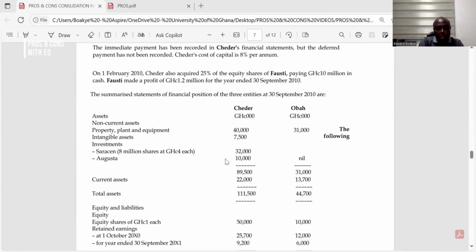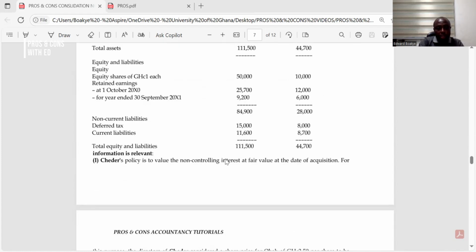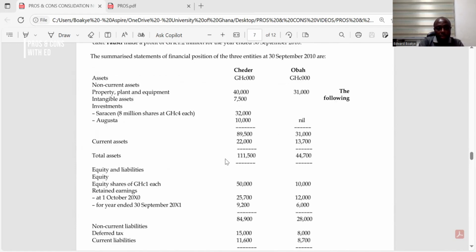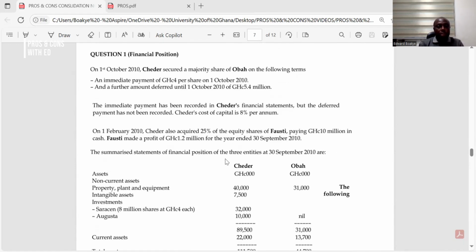So let's look at this note. They say on 1st February 2010, Cheddar also acquired 25% of the equity share of Fosty. So 25% means Fosty will be Cheddar's what? Associate. Fosty will be Cheddar's associate. Paying 10 million in cash, and then Fosty made a profit of 1.2 million.